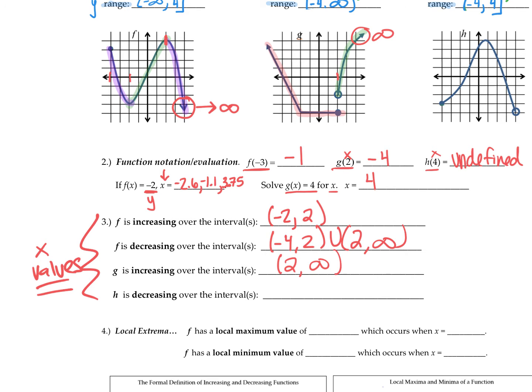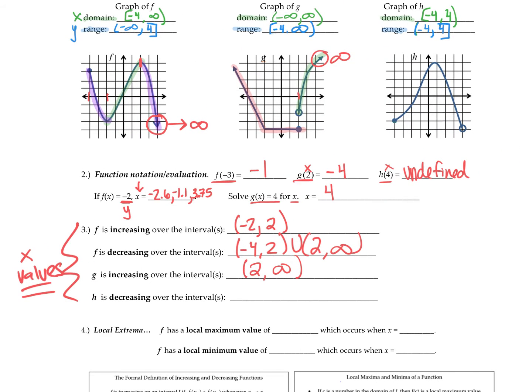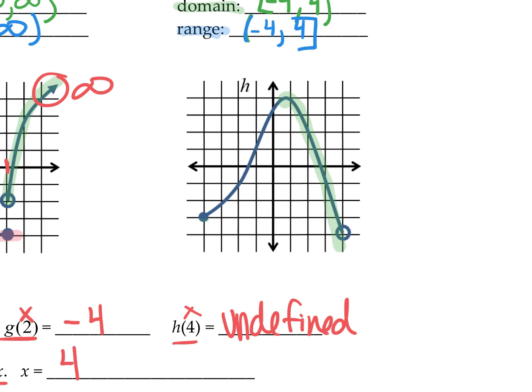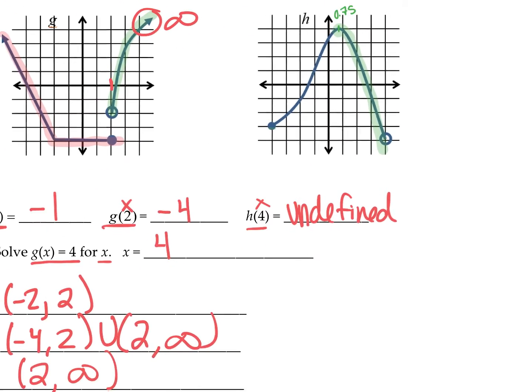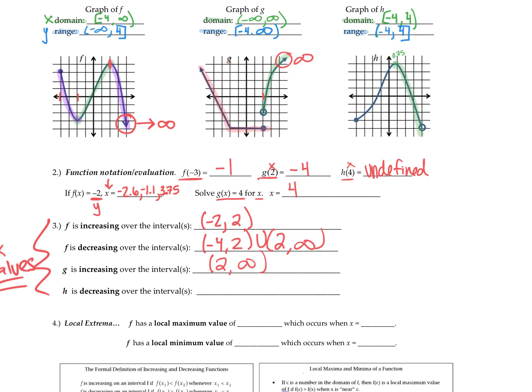The last question asked, when is H decreasing? Well, I can see that H is decreasing from here to here. It's a little bit hard to see, but if I were going to estimate, it's a little bit shy of 1, so maybe 0.75, or if you said 0.8. So I would say H is decreasing from 0.75 to 4.